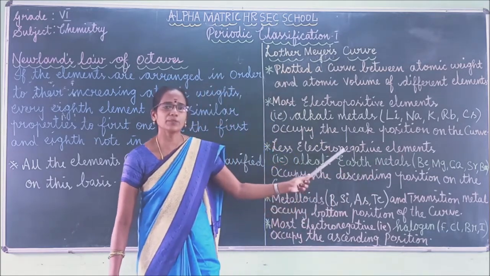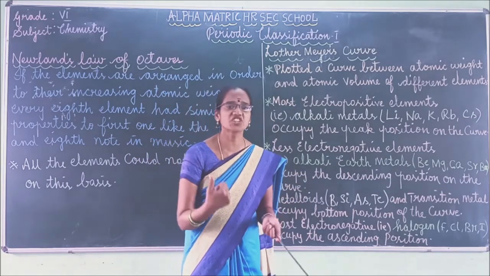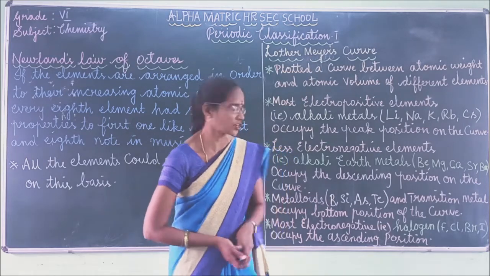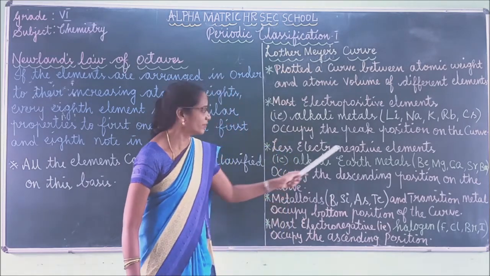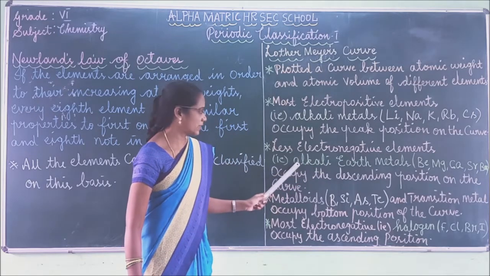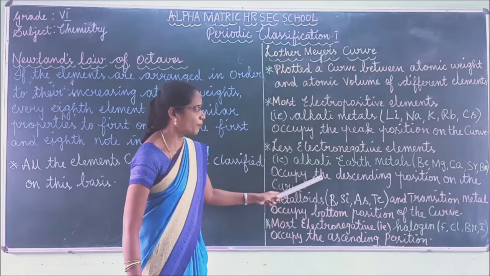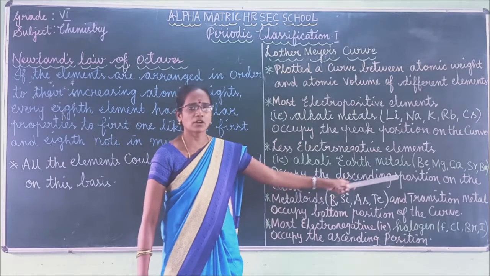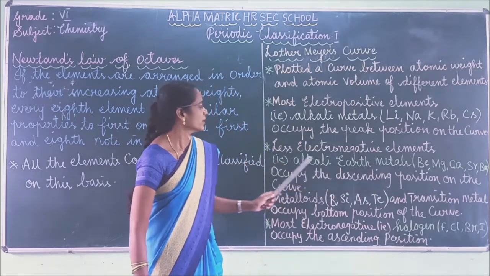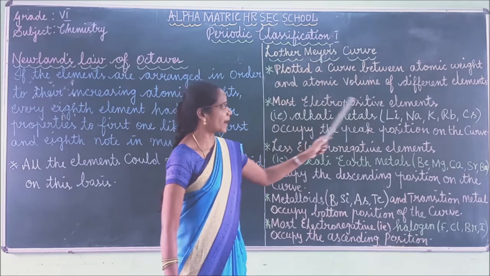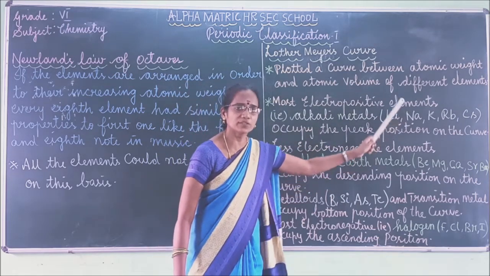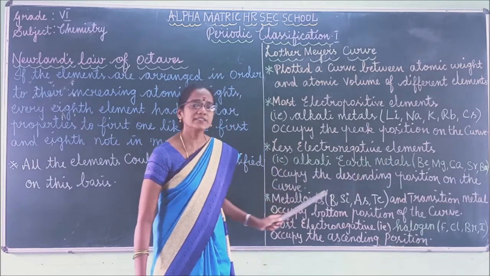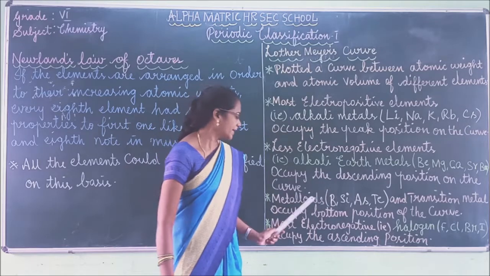Less electronegative means it easily attracts the shared pair of electrons. These elements attract the shared pair of electrons. That is called the electronegative elements. These less electronegative elements occupy the descending position on the curve. Okay, descending position on the curve, descending order. So, first, most electropositive elements occupy the peak position on the curve, whereas less electronegative elements occupy the descending position on the curve. Next, metalloids.